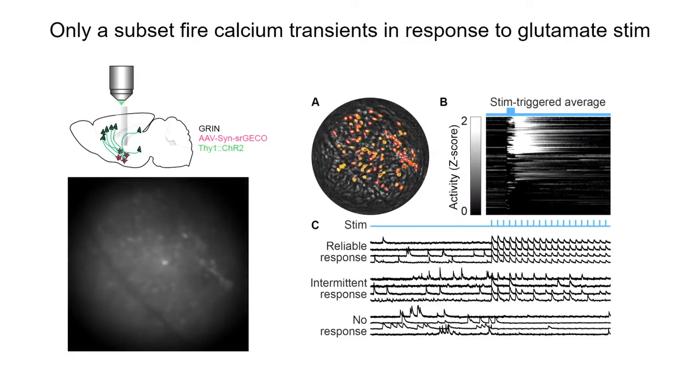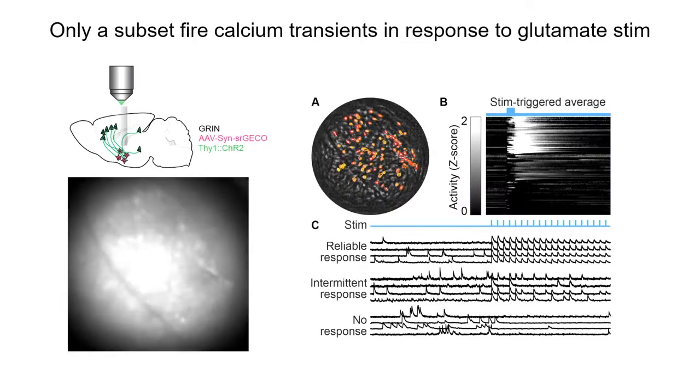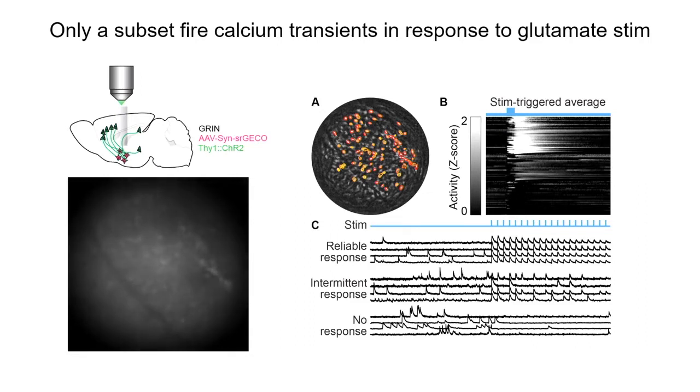And so this is one photon data, but once we perform the CNMF-E background subtraction, what we can see is that when we sneak in these blue light pulses in between imaging frames, you have some subset of neurons that exhibit reliable responses, so calcium spikes to this axonal stimulation, others that maybe spike some of the time, and then other neurons that are active but don't seem to reliably respond to the blue light stimulation.